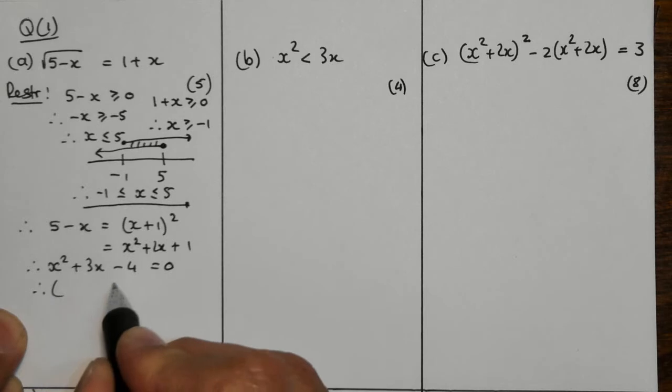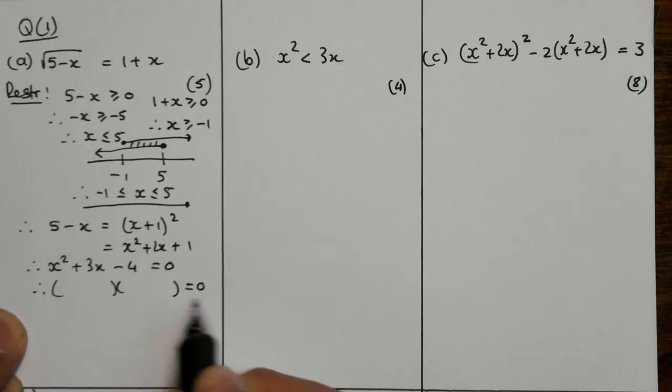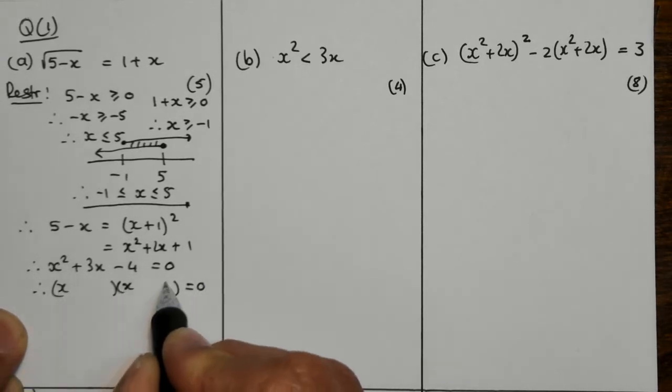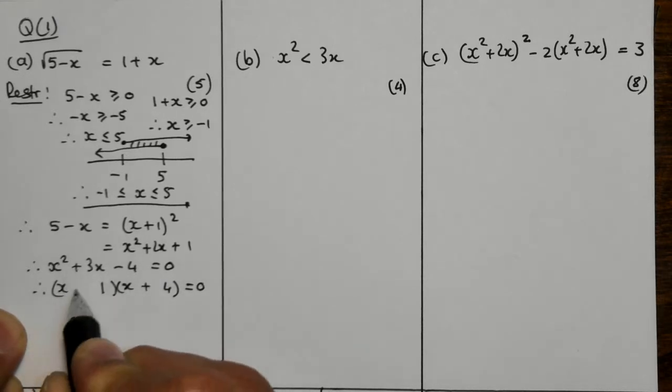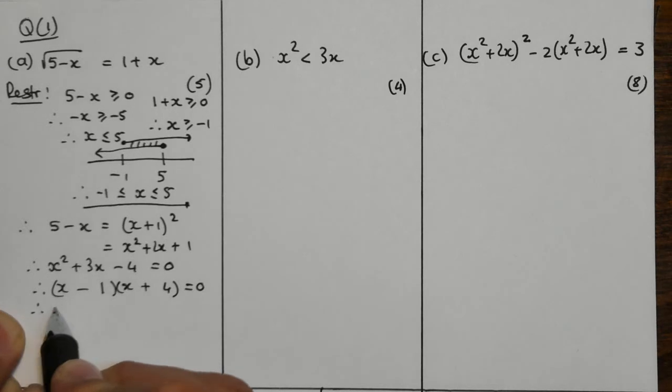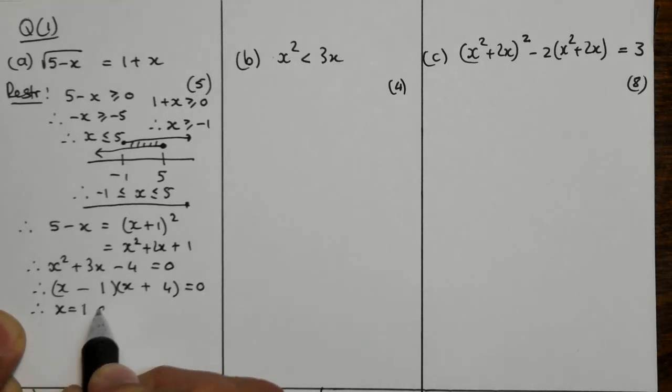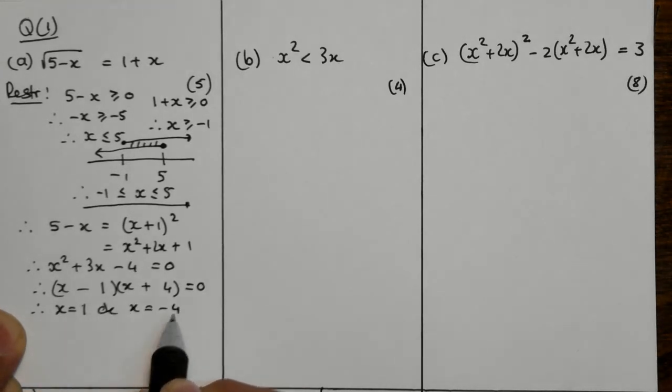I can now factorize: an x and an x, a 4 and a 1. The signs are different. The bigger one is positive. That's positive. This is negative. Therefore x is equal to 1 or x is equal to minus 4.